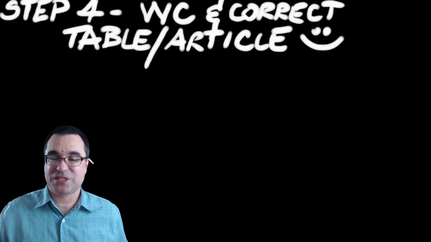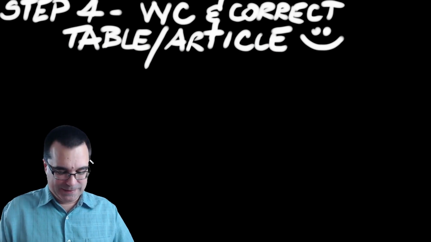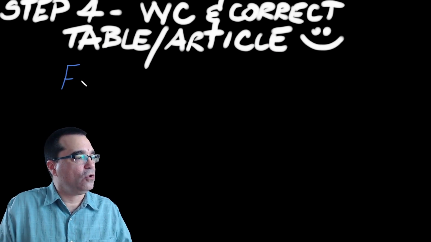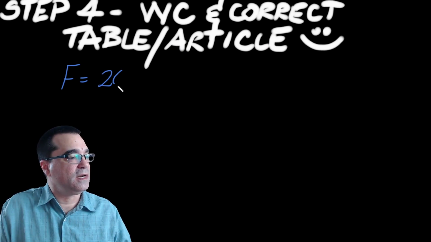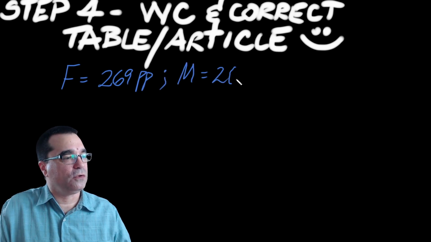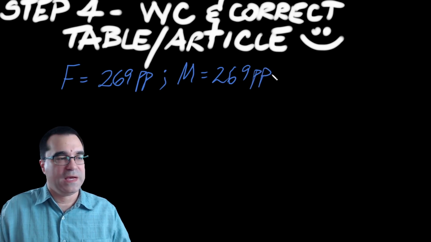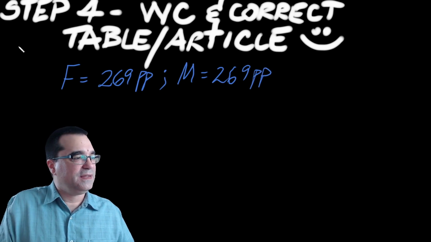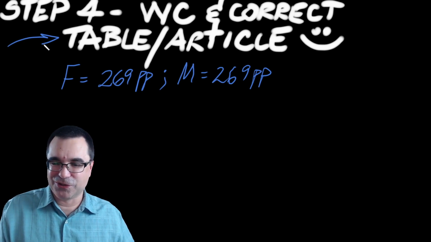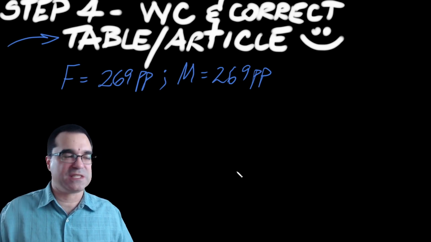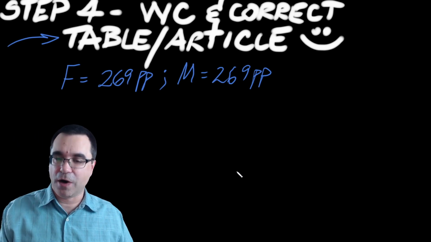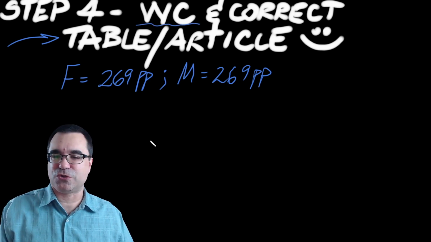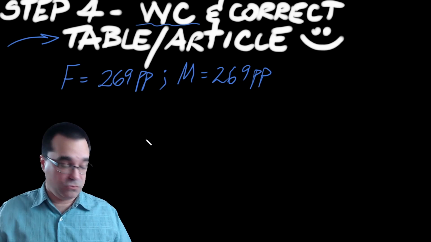Step 4 is using the information that we now have. Okay, so for female bathrooms, we're going to be having 269 people, and for male bathrooms, we're going to have 269 people. We're going to find the right table or article in the Ontario Building Code that allows us to convert this number of people for female and males to equivalent number of water closets, or toilets for short. Okay? So let's do that.